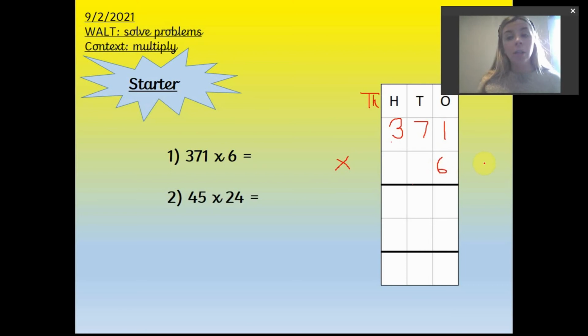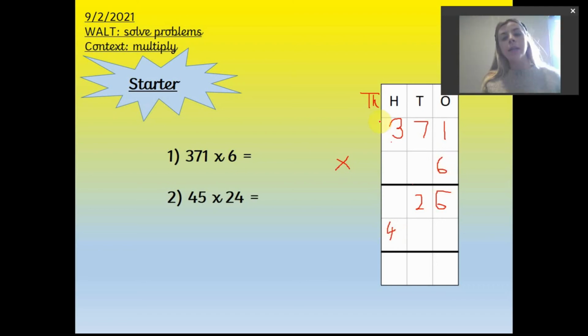Now, like always, and like you did yesterday, we know that we start with the ones. So we do 6 times 1, which is 6. And then we move on to our tens, and we need to multiply 6 by 70. Now, it's obviously a bit easier if we did 6 times 7, which is 42. However, now we know that 6 times 7 is 42. We know that 6 times 70 will be 420. So I could put my 20 in here, 2 tens, and then I'm going to carry my 400 over here.